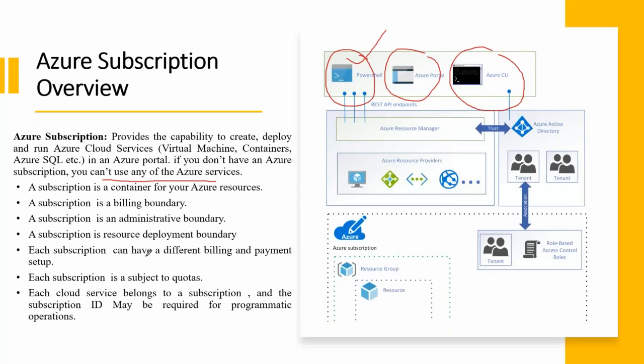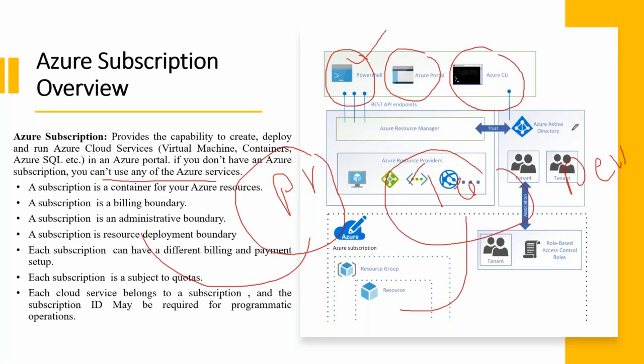Each subscription has different billing and payment setups. For example, you created a prod subscription, a test subscription and a dev subscription. This one you can go for monthly, this one weekly, this one hourly. Payment methods are billing boundaries. You can change the billing and the payment methods for each subscription.